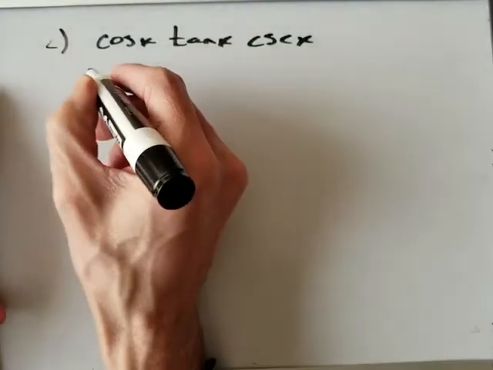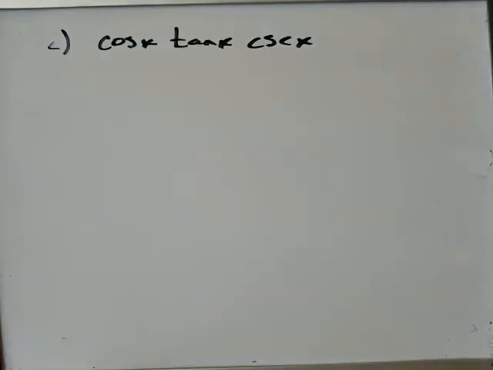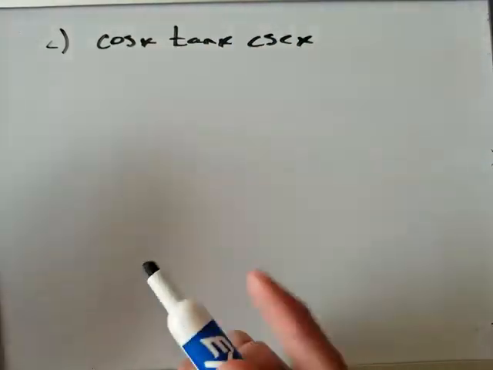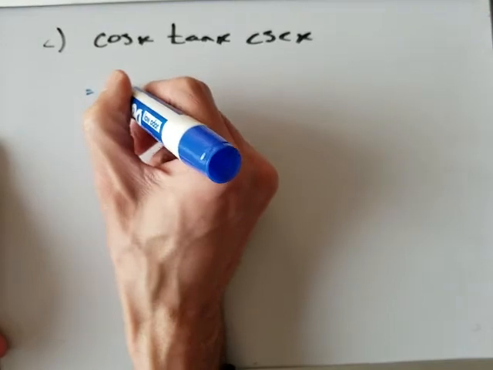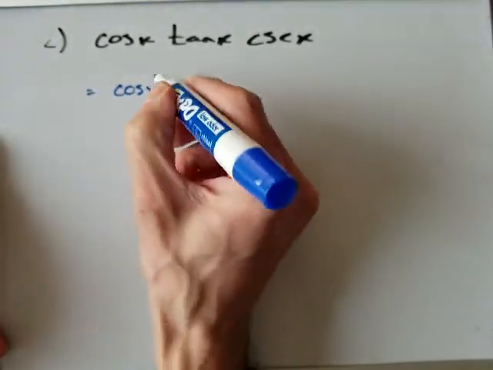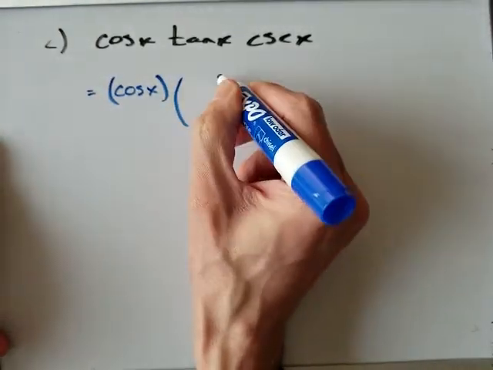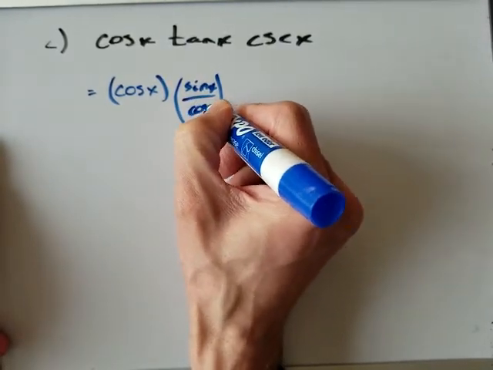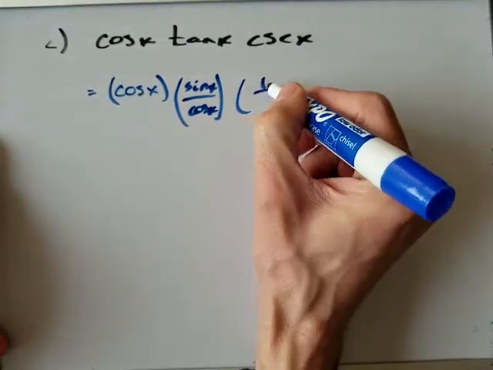Now, you look at this, and then it maybe becomes a bit more obvious. This is a little bit of a larger expression that we have to suck down to just one thing. And so here's how we're going to begin. We're just going to leave this cosine x alone. And then the tangent x, we're going to change to sine over cosine. And then cosecant, we're going to change to 1 over sine.